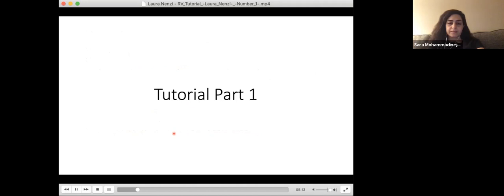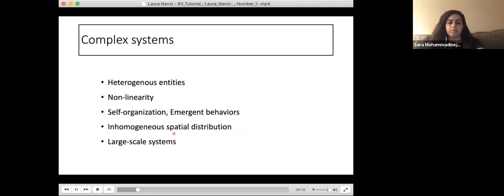Let's start with the first part of the tutorial. All the examples that we have seen can go under the general umbrella of complex systems. Complex systems are systems with a heterogeneous number of entities that usually have nonlinear interaction between the components, and that means that usually the emergent behavior cannot be derived from the knowledge of the single entity.